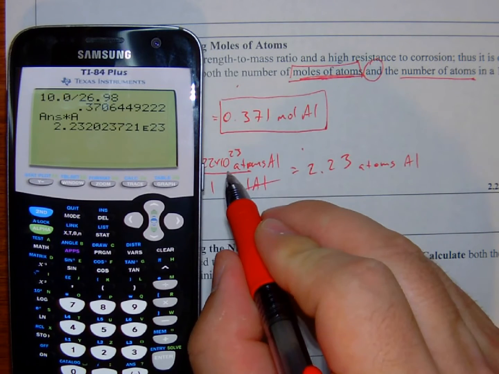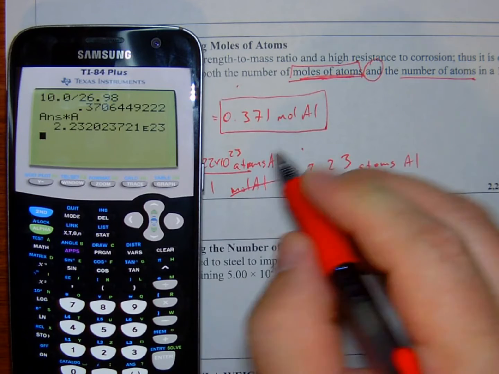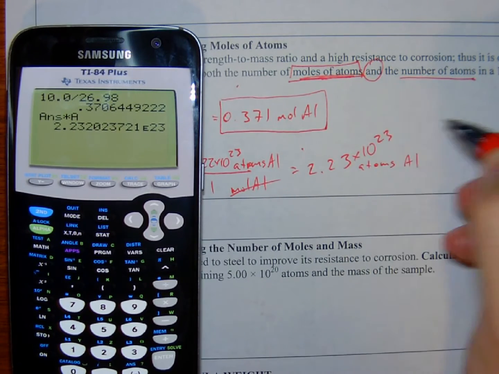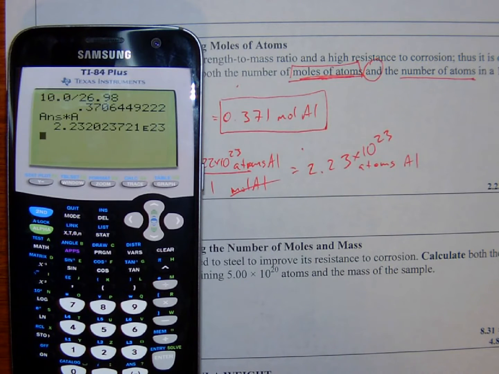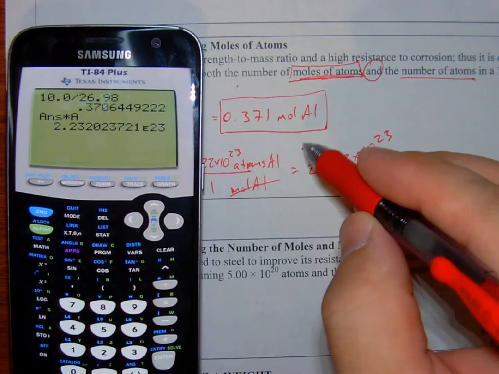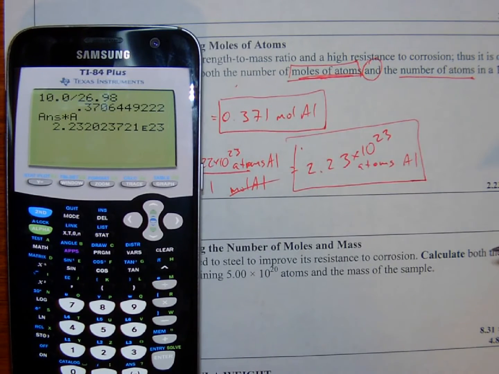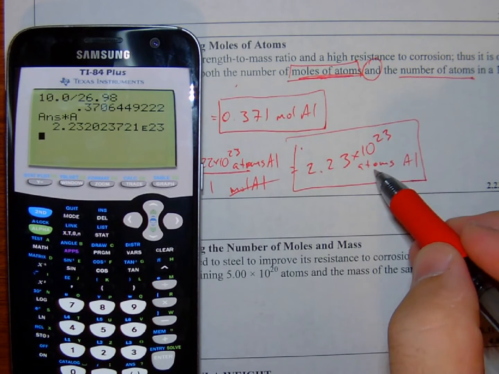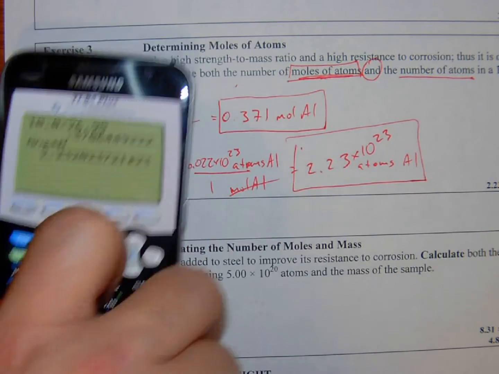Oh, totally not. Oh my gosh, I forgot this times 10 to the 23. Holy cow. Oh my gosh, that would lose you a point right there. That would lose you a point if you had forgotten that. So 2.23 times 10 to the 23rd atoms of aluminum.